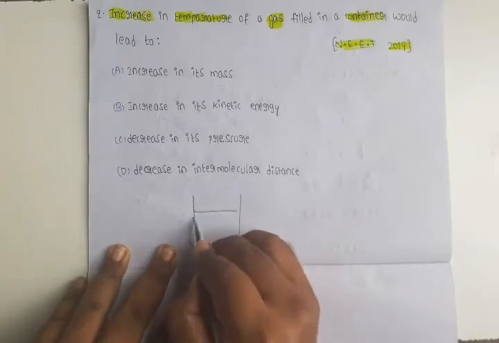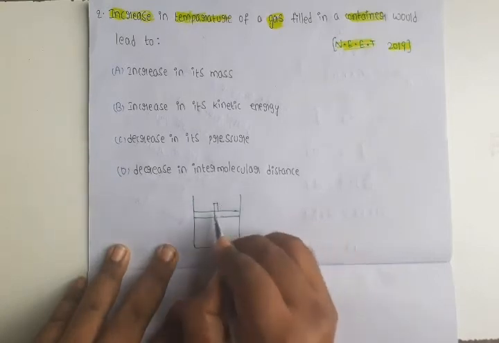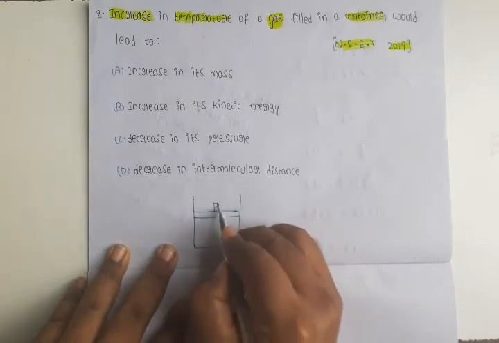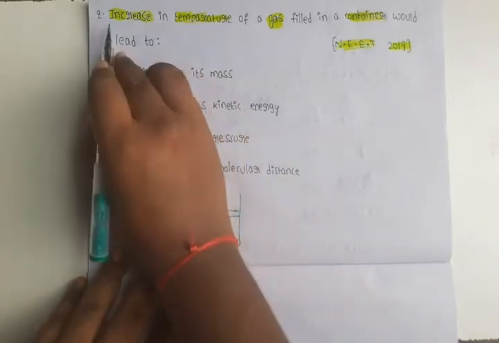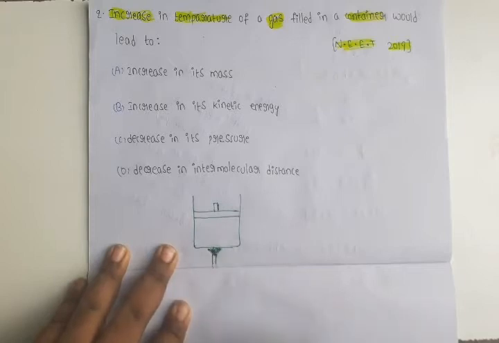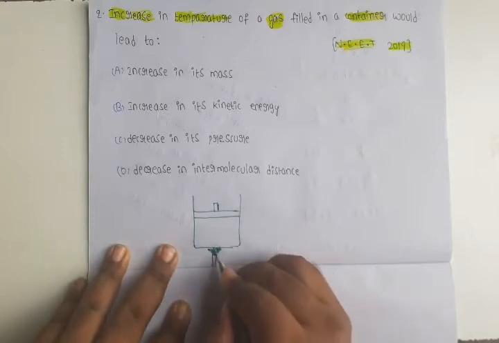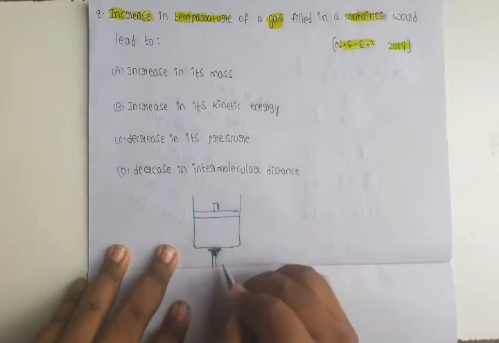I am filling the gas, placing the piston. Okay. What happened here? Temperature is increased. How is the temperature increased? By the burning of the gas. Okay. If you provide heat to the system, then the temperature of the system increases.